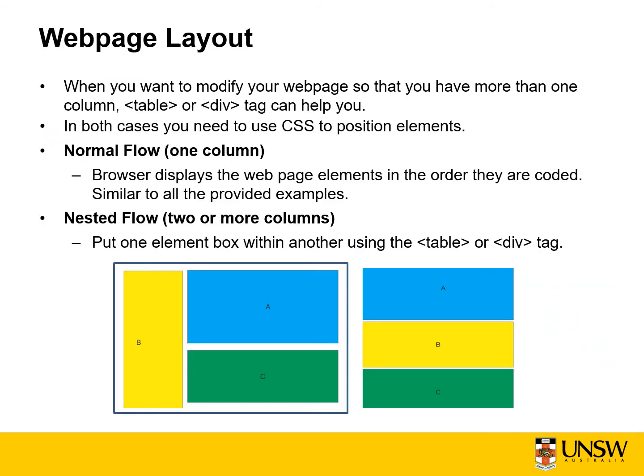Now you're familiar with all the CSS selectors and the useful properties. As the last part of the lecture, we want to discuss how you can change the layout of the web page with the use of CSS. As you know, when we add different HTML tags, all of them are placed in one column below each other, which is called normal flow. But if you want to create a web page with two or more columns, you should use table or div tag and put the other tags inside these two tags. This is called nested flow.